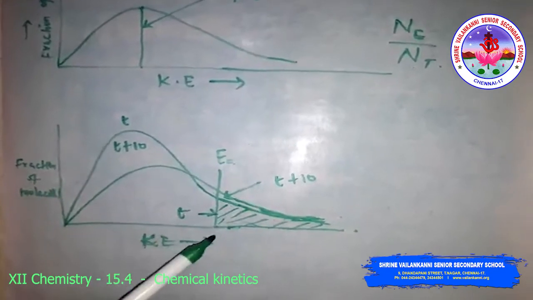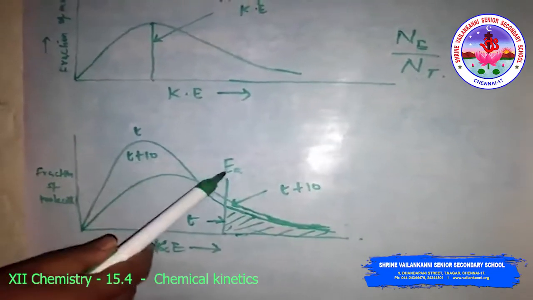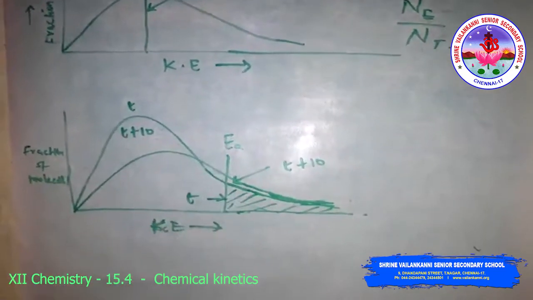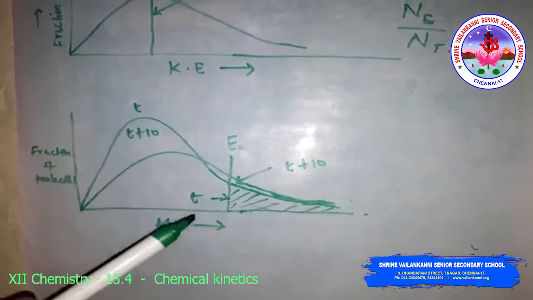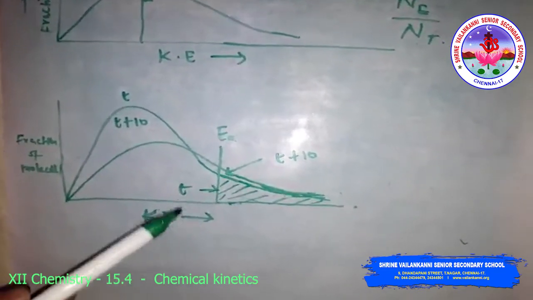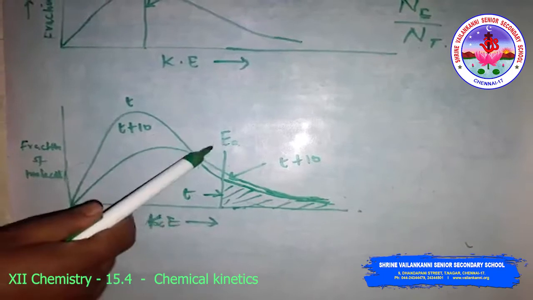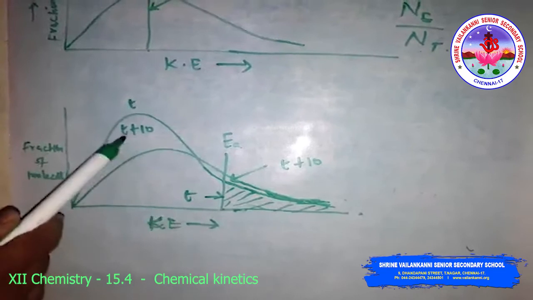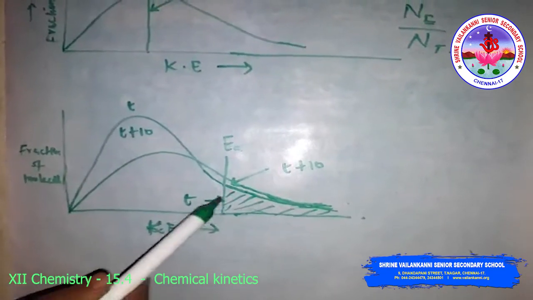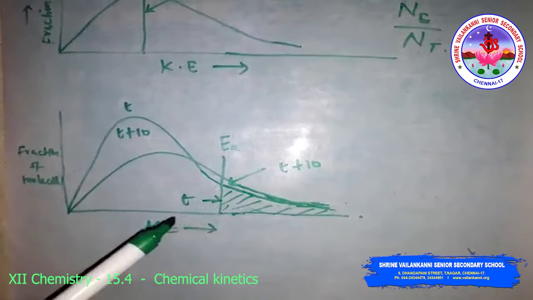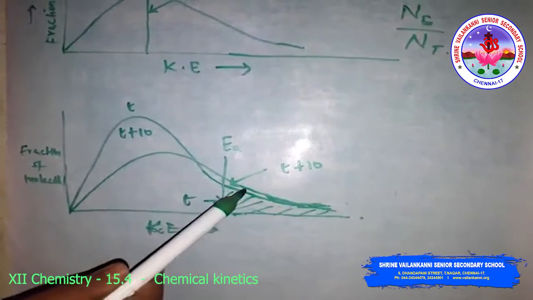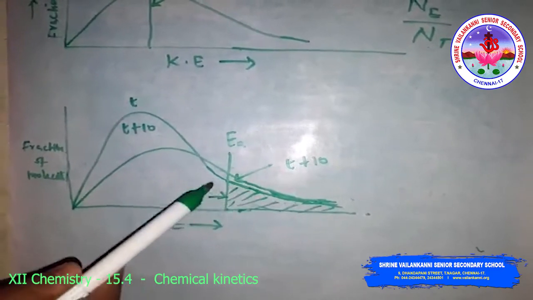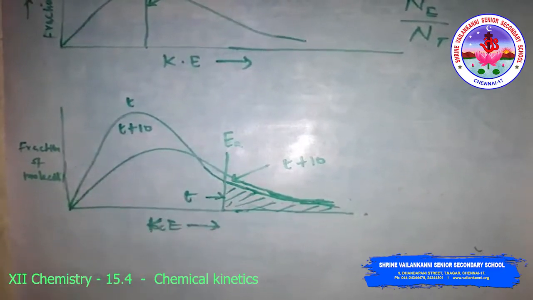We can mark the position of the Ea on the Maxwell Boltzmann distribution curve. So increasing the temperature of the substance increases the fraction of molecules with energies greater than Ea. It is clear from this diagram that the curve is T plus 10. The area shows the fraction of molecules having energy equal to or greater than the activation energy. So it gets doubled, leading to doubling the rate of the reaction.